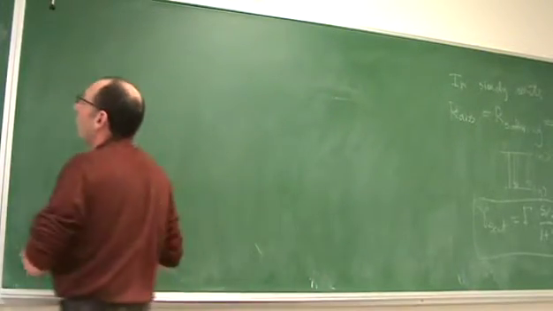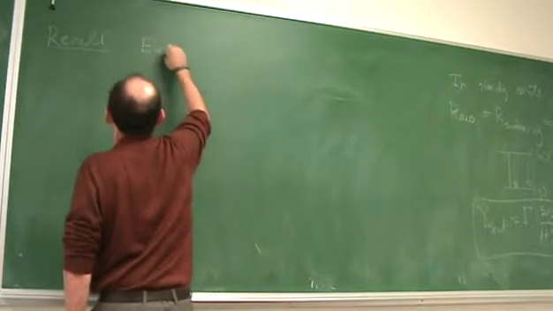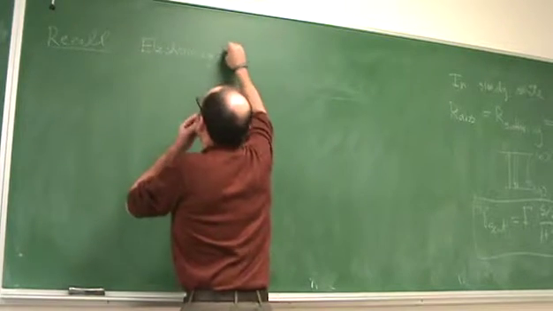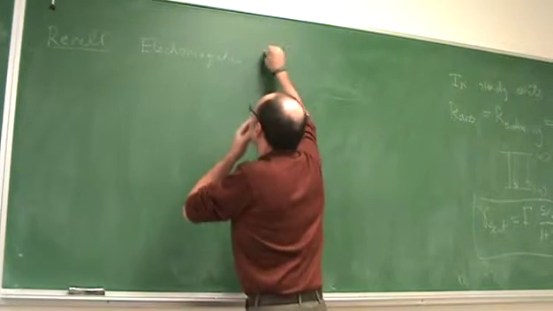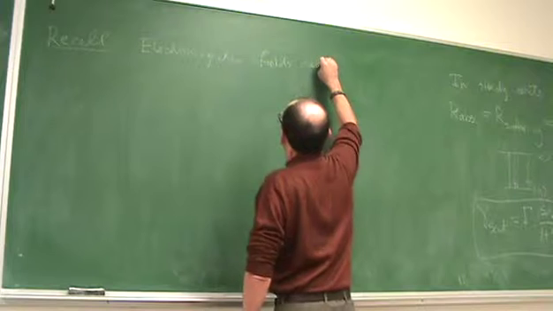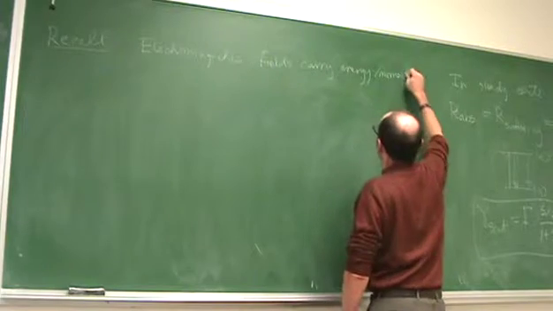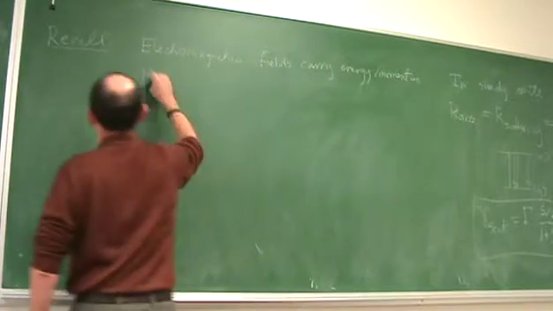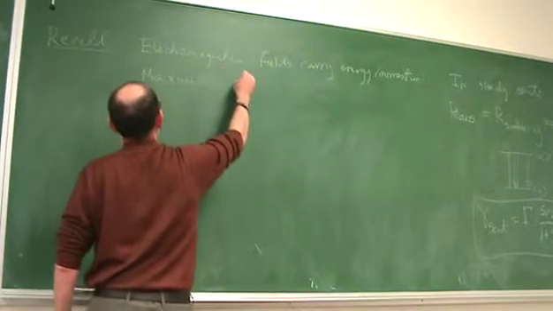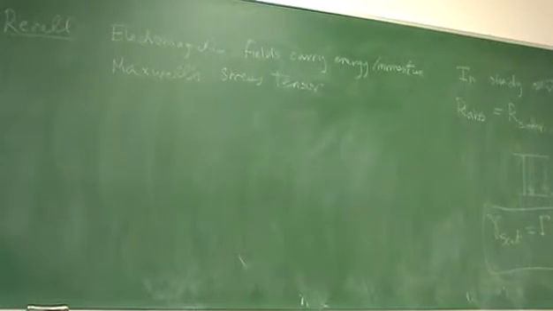So, recall electromagnetic fields carry energy and momentum. This goes back to Maxwell, of course. We have the Maxwell stress tensor, everyone's favorite. And from that, you recall, we have, of course, the Poynting vector.